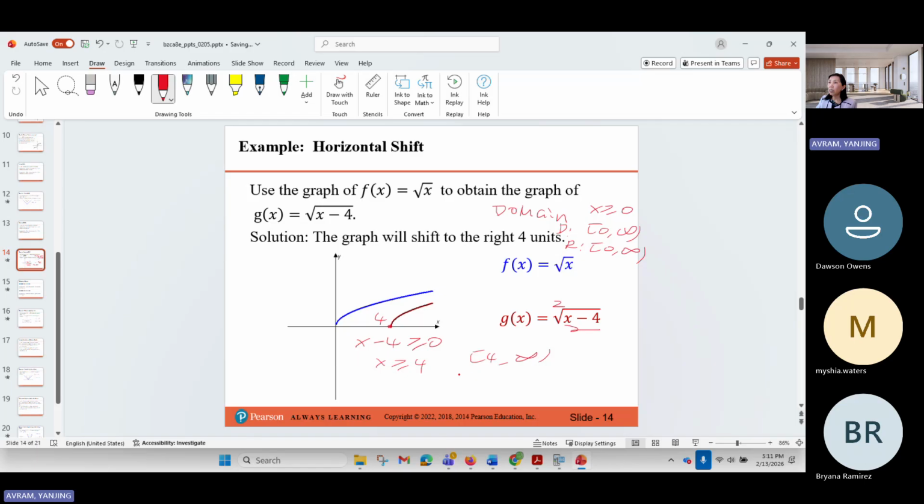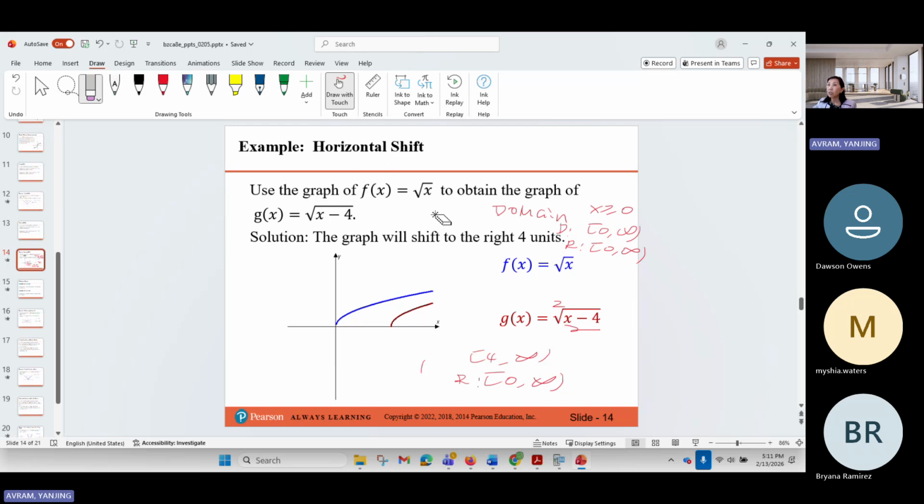And the range here is the same thing. It's all from 0 to infinity. Y is all positive. So that is this one right here. And you can see because the minus 4 is under the square root, this one actually is moving to the right by 4 units. Okay, moving to the right by 4 units in here. All right.